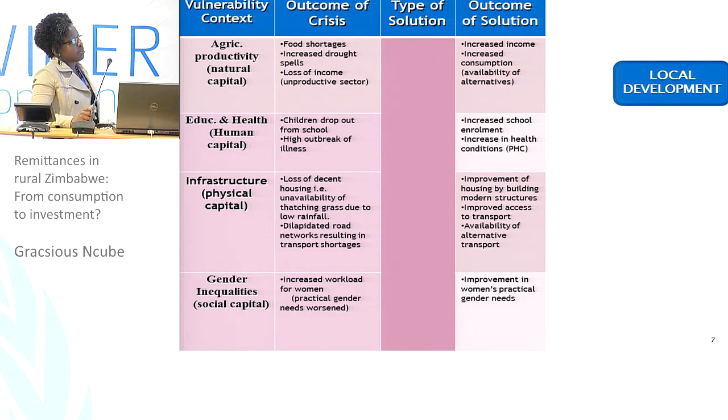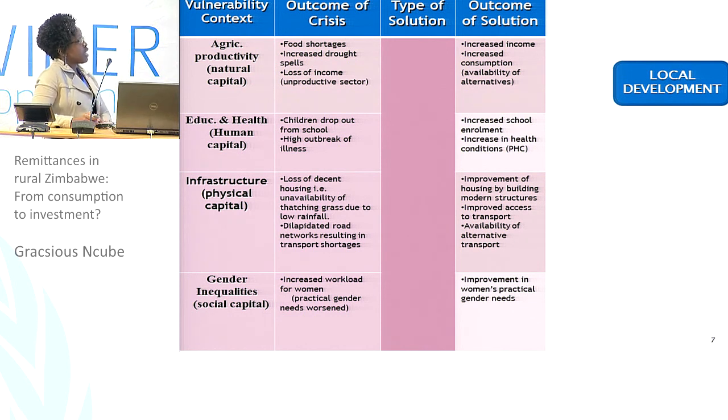Now, this is the adaptation of Caroline Moser's vulnerability framework, where we identify the vulnerability context for the households, and then the outcome of the crisis, the type of solution, and the outcome of the solution. Now, the vulnerability context: remember I said this particular study area is mainly dependent on subsistence agriculture. So agricultural productivity is compromised, and that leads to food shortages, increased drought spells, loss of income, and the sector is generally unproductive.